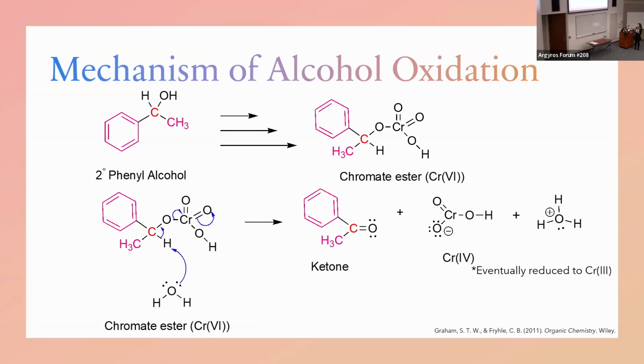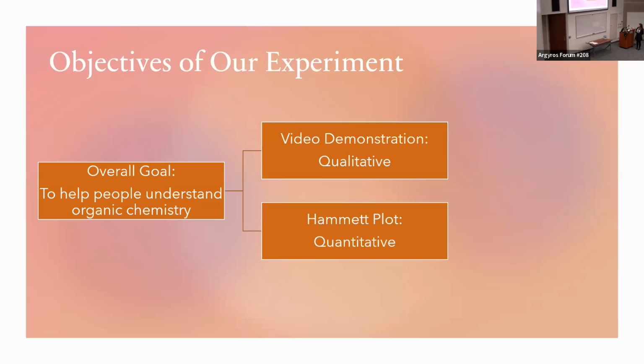And here is a more detailed mechanism of our reaction. We're starting with a secondary alcohol, and it's first converted into a chromate ester. And this chromate ester in an acidic environment is going to be converted into a ketone and a chromium-4, which will eventually be reduced to chromium-3.